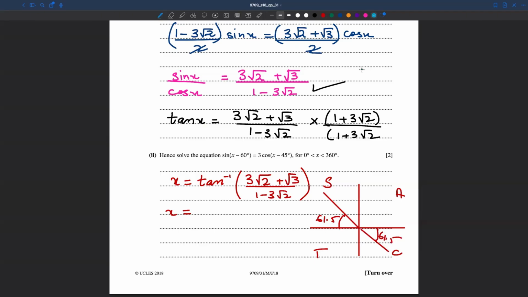Now to find x, one of the angles will be 180 minus 61.5. What is the answer? And the other value will be 360 minus 61.5. So the first answer is 118.5, and the second answer is 298.5 degrees.